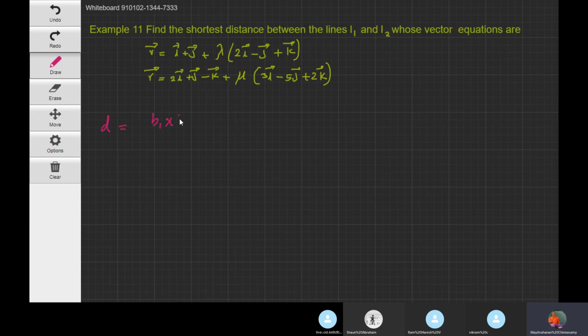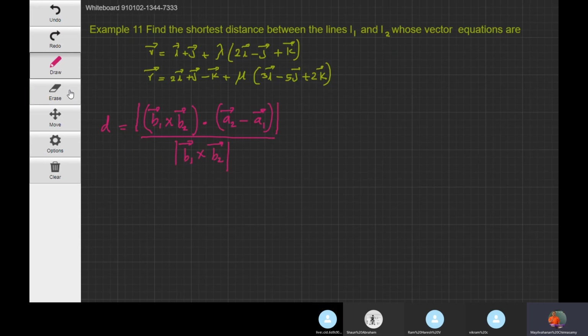The formula is the modulus of B1 vector cross B2 vector dot (A2 minus A1, the points' vector), the whole divided by the modulus of B1 vector cross B2 vector, and we have to take only positive values. Distance means take the positive value, correct? That's all. Now, what are A1, B1, A2, B2?